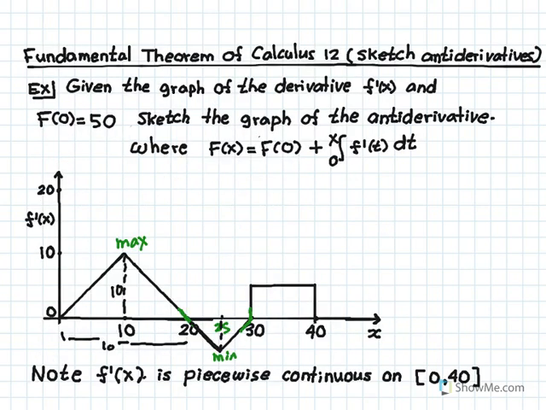I need to make a correction to this video. On the first page, I said that we have a jump discontinuity at x equals 20 and at x equals 30, but that's a mistake. We don't have a jump discontinuity at x equals 20. We only have a jump discontinuity at x equals 30 and also a jump discontinuity at x equals 40. So those are the only two places that we have jump discontinuities. This derivative graph is piecewise continuous on the closed interval 0 to 40. All right, thanks.